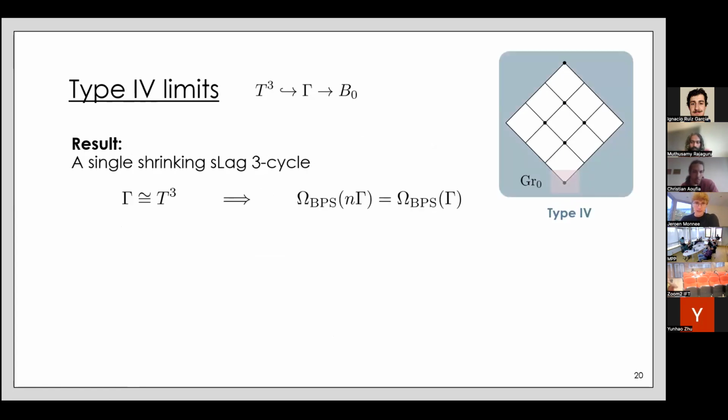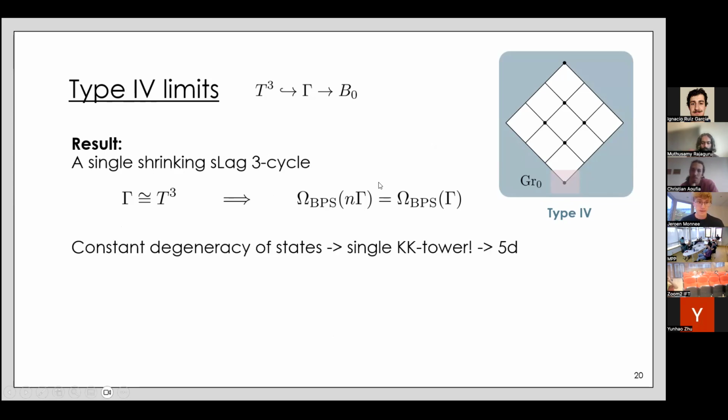For the type 4, it's actually even easier, because here you just get on the nose a T^3 over a point, essentially, so you just get a T^3. Again, you get a constant BPS index, constant degeneracy of states, but now only a single Kaluza-Klein tower, and so it's a decompactification to 5D. Great. So this is how we argue that these limits should indeed be understood as these two decompactification limits.